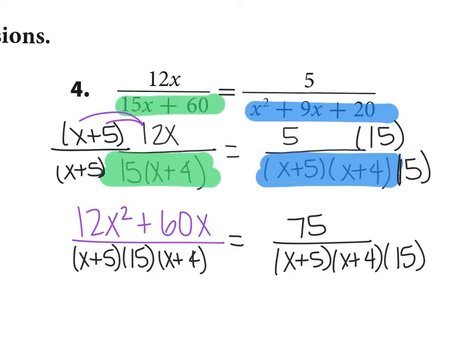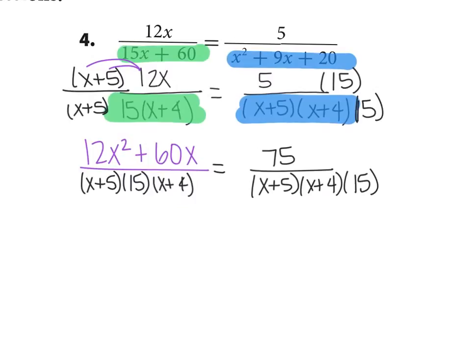So remember that my denominators, I need those to figure out what my excluded values are. So I'm going to go ahead and do that now because why not? So my excluded values come from my factors of my denominator. So that's what x cannot equal.